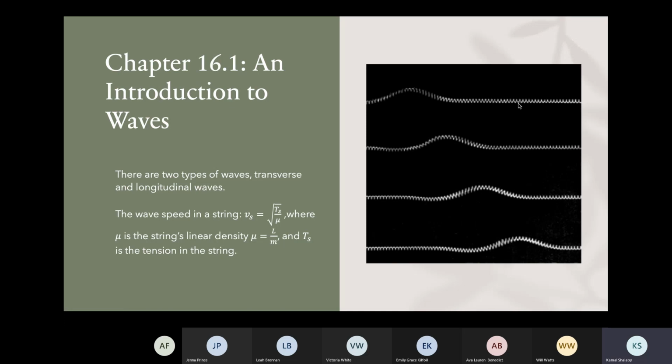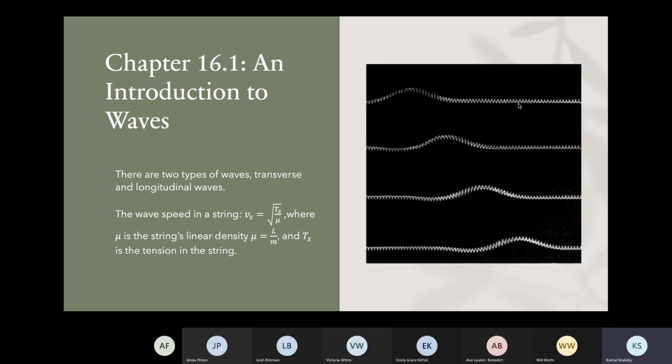So that being said, for a string, the wave speed inside each medium is like this. The speed of a wave is a property of a medium. So each medium has a specific speed for the wave.